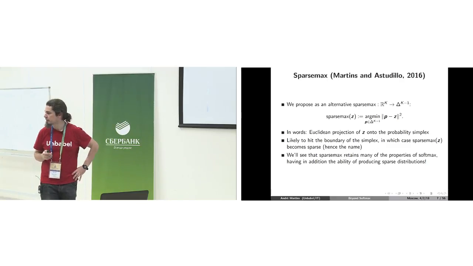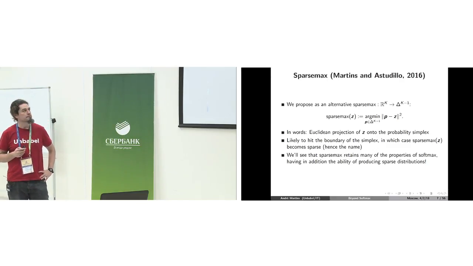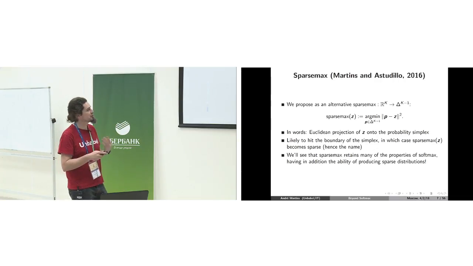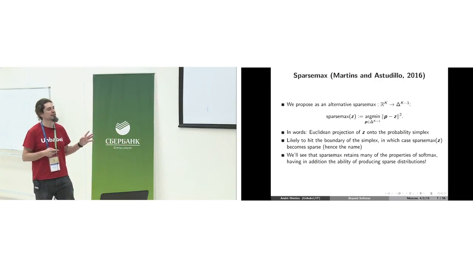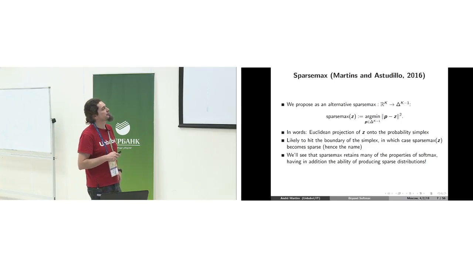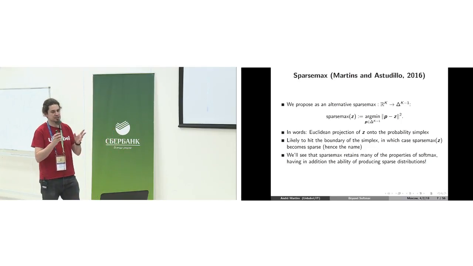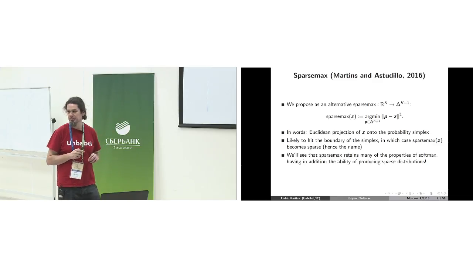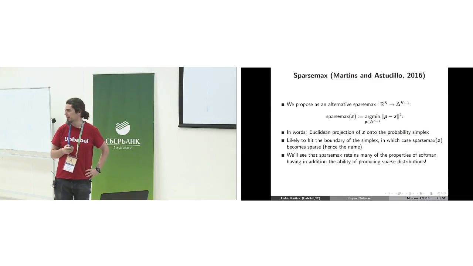Which norm do you use for this formula? This is the L2 norm, so this is just the Euclidean projection. There's something that I'm not mentioning here, which I will talk about later: you can also recover softmax if we replace this projection by a KL projection. So if you minimize the KL divergence between P and something that uses Z. I'm going to get into the details a little bit later. Okay, any other questions?